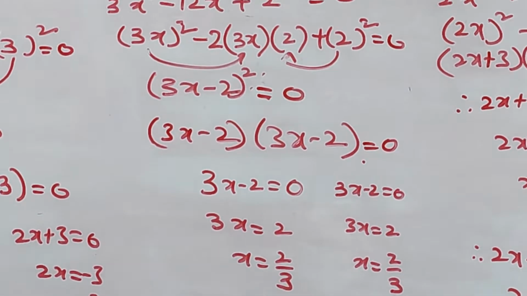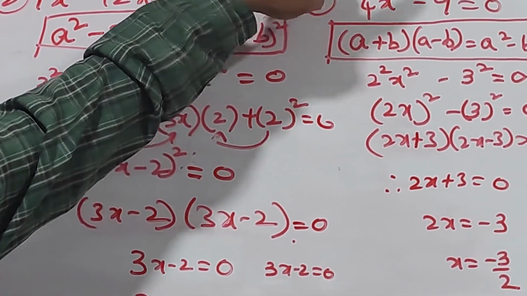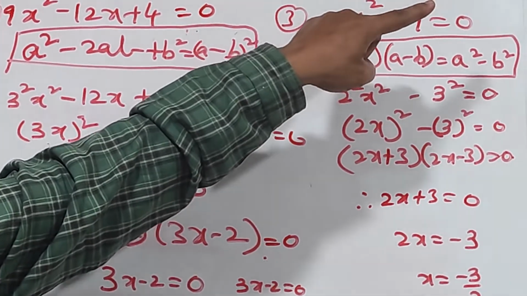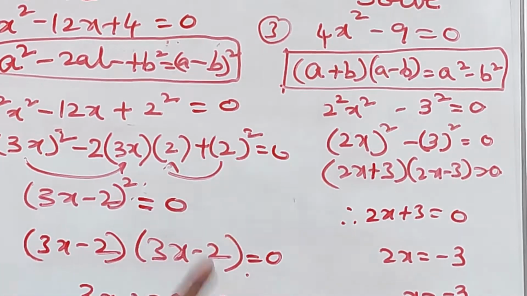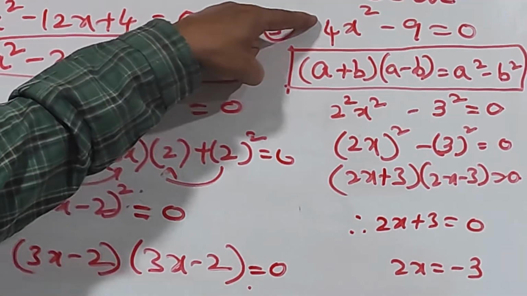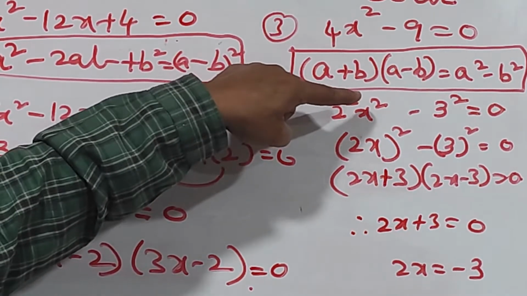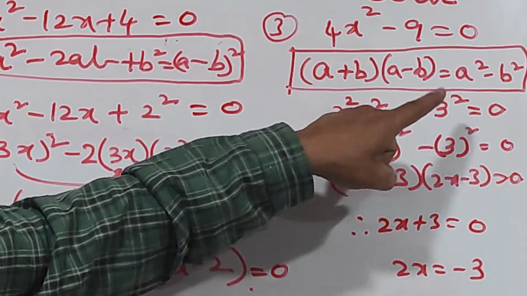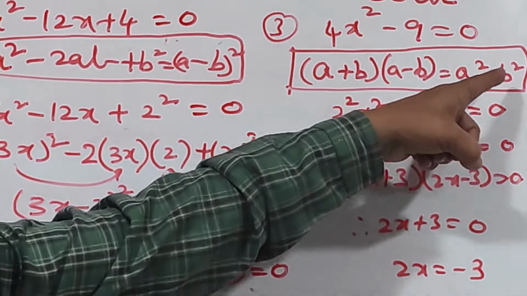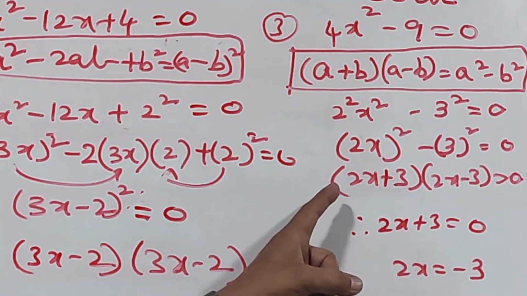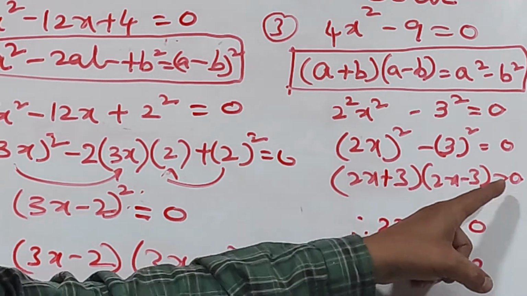Now, using the third identity, that is solving 4x square minus 9 is equal to 0. Now, a plus b into a minus b is equal to a square minus b square is the identity. So now I am writing 4x square as 2 square whole square, x square minus 9 as 3 square. So 2x whole square minus 3 square, which is in the form of a square minus b square. So you are writing as 2x plus 3 into 2x minus 3 is equal to 0.